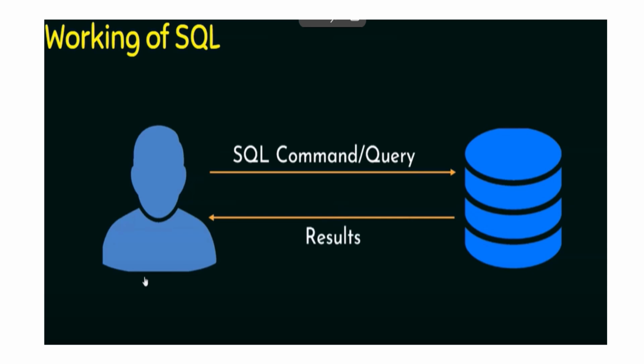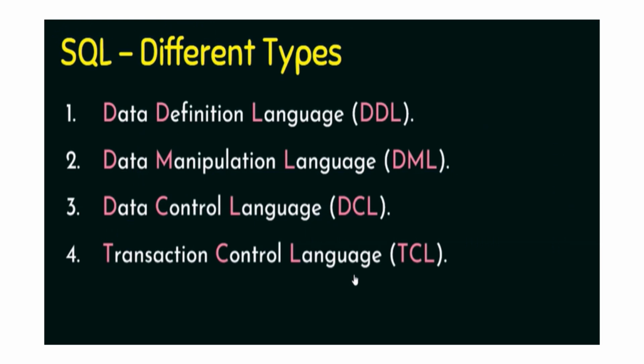The query optimizer decides the best possible way to execute the query efficiently. After execution, the database retrieves or modifies the required data. Finally, the result is sent back to the user in the form of output or confirmation. So, SQL acts as a communication medium between the user and the database.